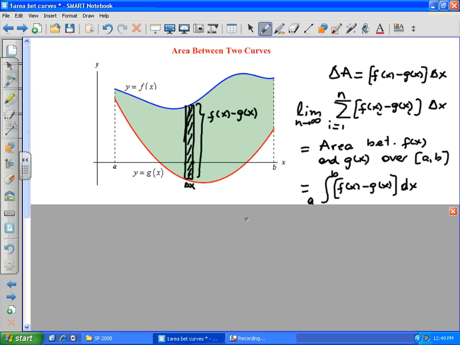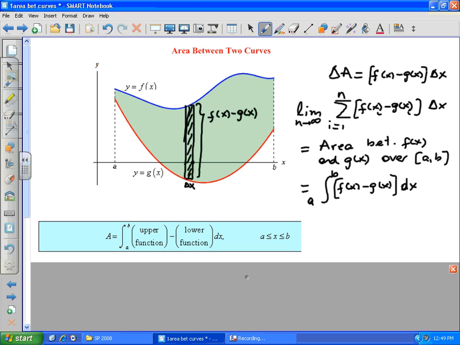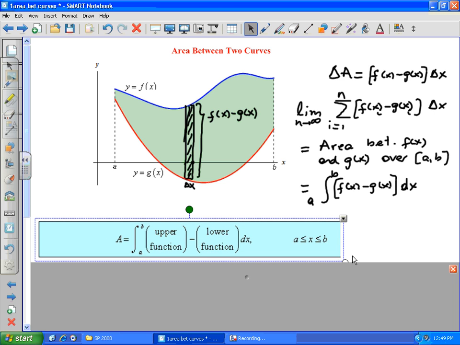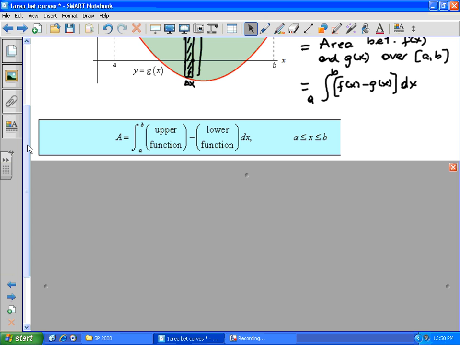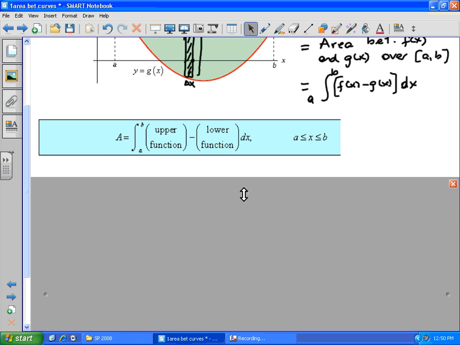Now, sometimes they will give you a region a little bit differently. So by the way, what I just wrote can be written in words as, to find the area between two functions, you can say integral of the upper function minus the lower function with respect to x. Okay, sometimes they're going to give us the region a little bit differently.